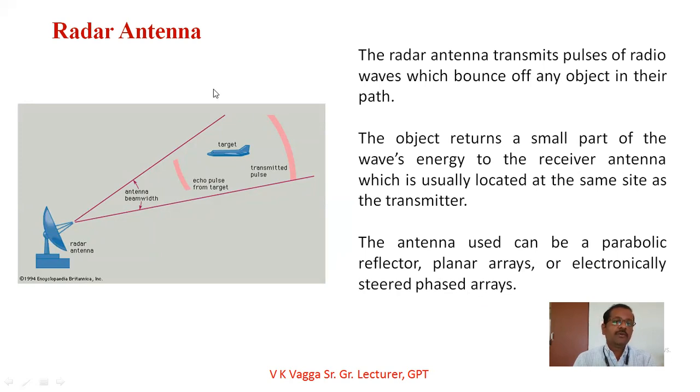So the radar antenna in this case transmits the signal into the air, it is hit by the target, and the target reflects a small part of the signal back to the receiver. This itself is the radar antenna. You can see in the diagram, this is acting as the radar antenna here.